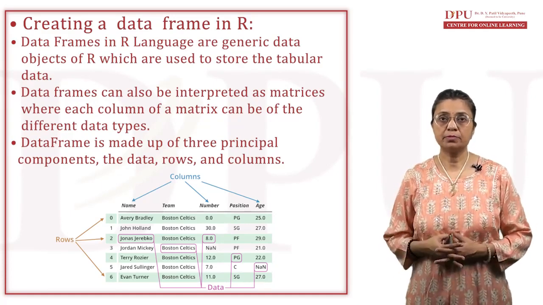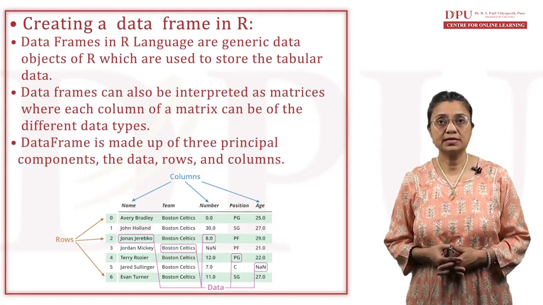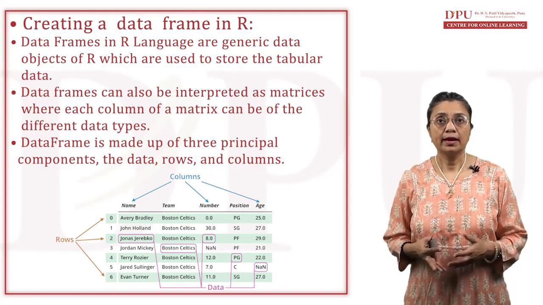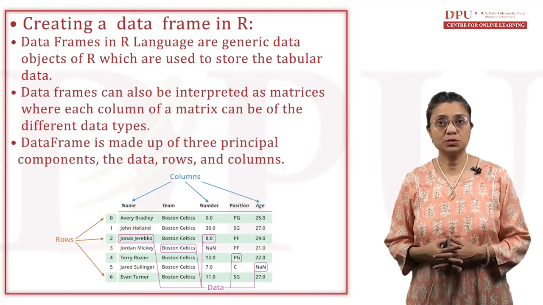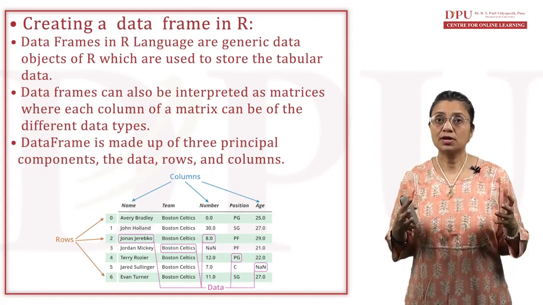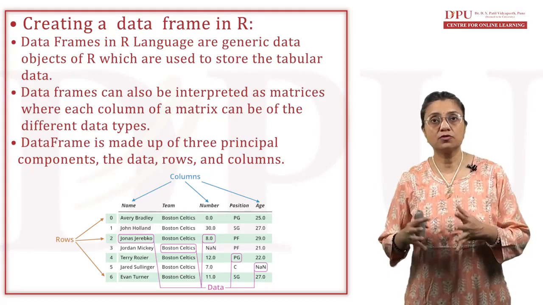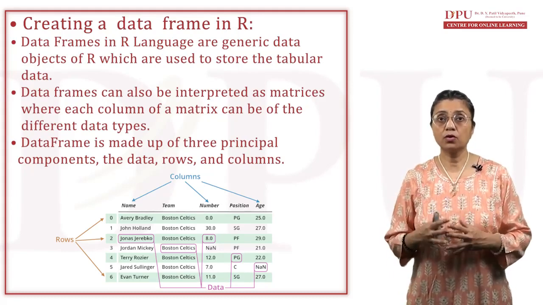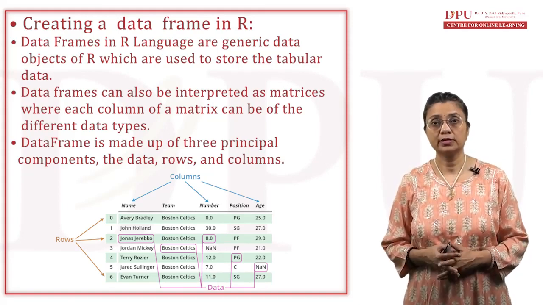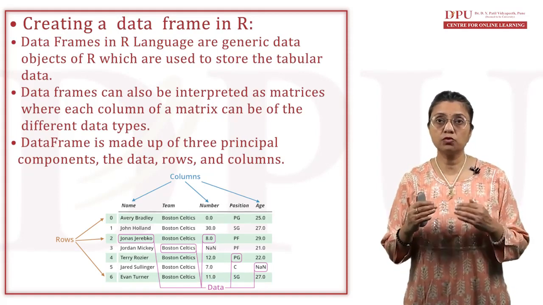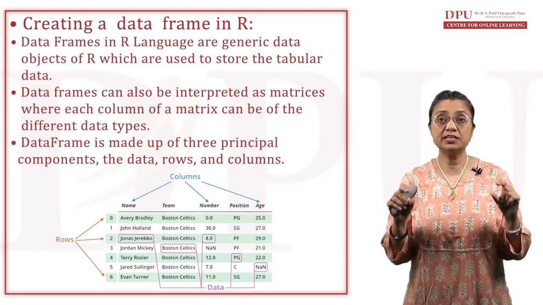So in this example, you can see that there are rows, where in the rows there is data like 0, Avery Bradley, Boston Celtics, 0.0, position is PG, and age is 25. So you can see that the first row pertains to Avery Bradley and the details of Avery Bradley. The second row is of John Holland and the details of John Holland.